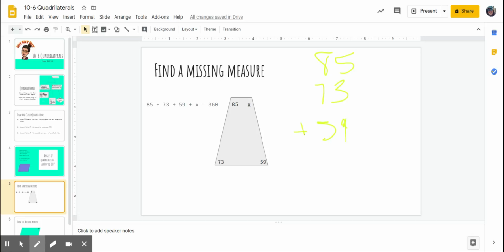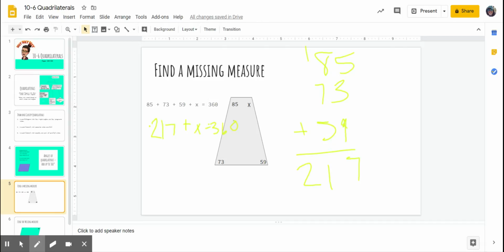That's a really bad 9. Sorry, guys. So I know 5 plus 3 is 8, and then 8 plus 9 is going to give me 17. So now I have 8 plus 1 is 9, plus 7 is 16, plus 5 is going to give me 217. So if I'm filling this in, this is 217 plus x equals 360.